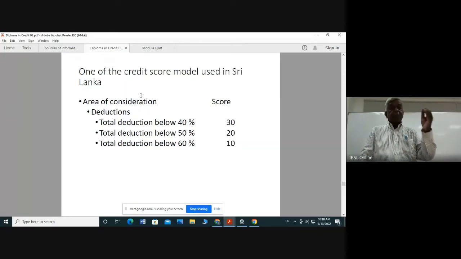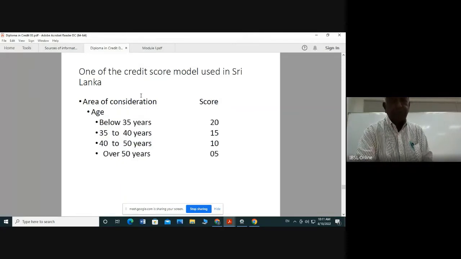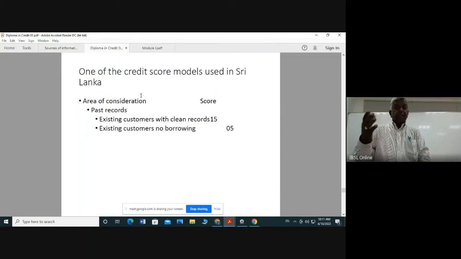Then the deduction. Total deduction below 40, score 30. Total deduction below 50, 20. Total deduction below 60, 10. If it is more than 60, no score. Age: below 35 years, 20; 35 to 40 years, 15; 40 to 50 years, 10; over 50 years, 5. Then past records: existing credit customers with clean records, 15. Existing customers with no borrowing, 5.